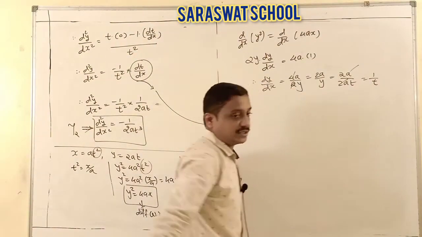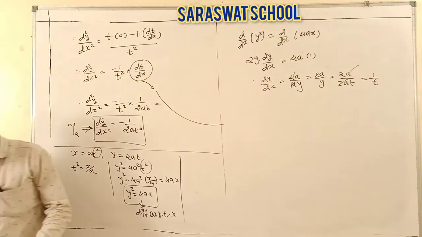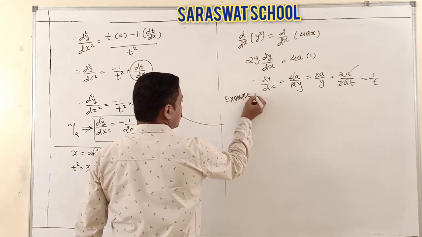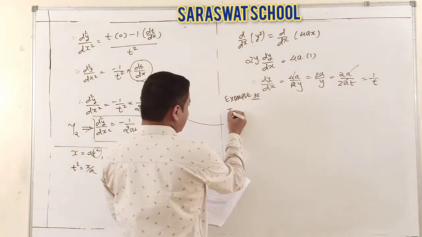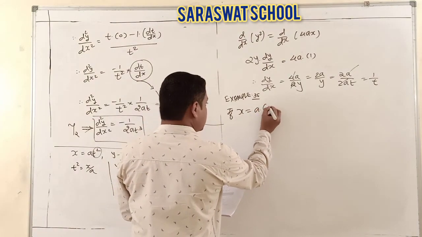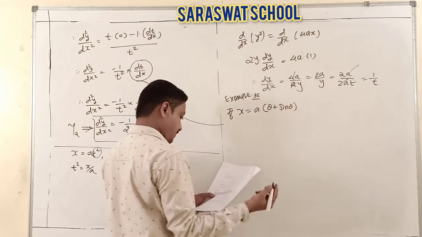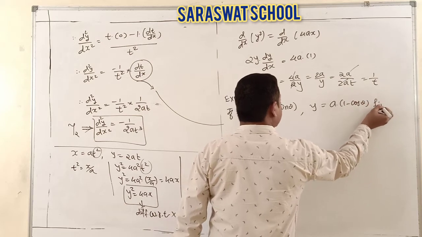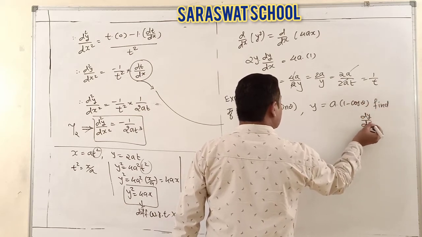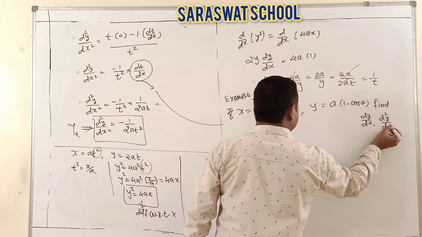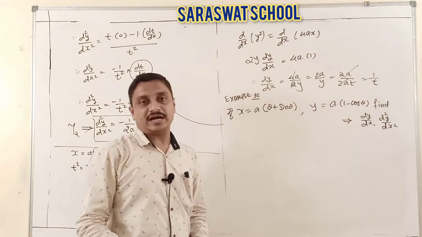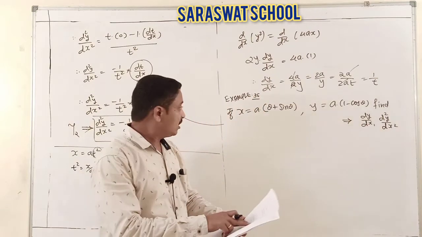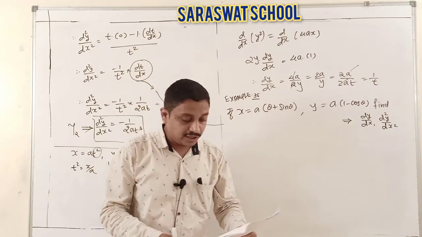Now the example continues, students. Example 36. If x is equal to a(theta plus sin theta) and y is equal to a(1 minus cos theta), find dy by dx, also d square y by dx square. These are two types of answers asked. This is only a textbook question. This is extra. I will explain both to you easily. a(theta plus sin theta) and a(1 minus cos theta).